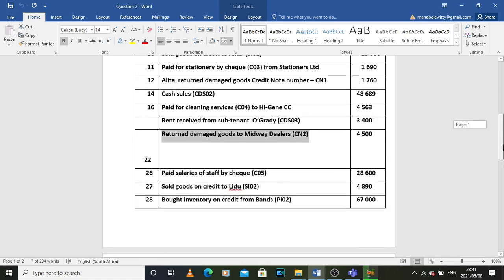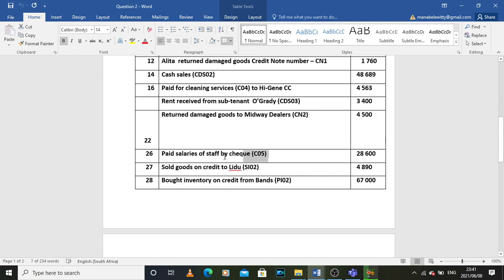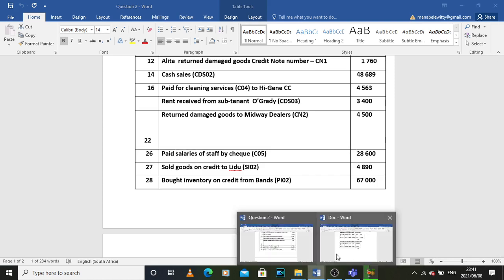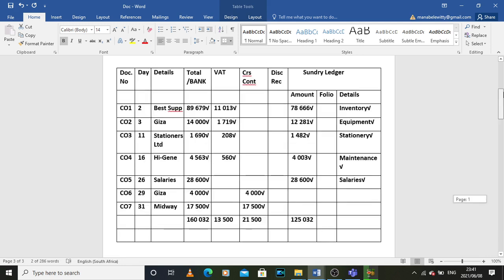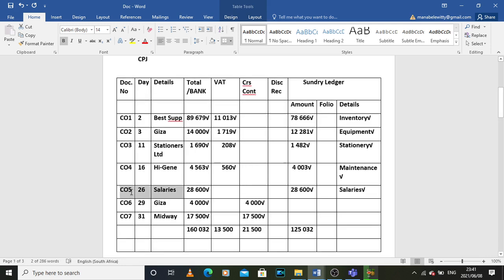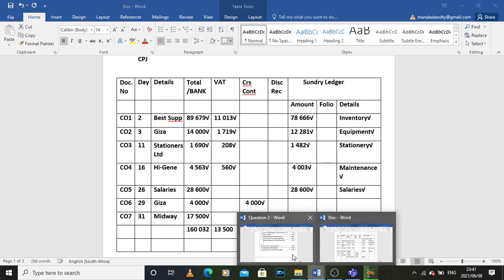And then going underneath, it's where you can have paid salaries of staff. Let's confirm if VAT was calculated, because I always tell you salaries you don't account for VAT, because these people are subject to income tax. 28,600. Let's go straight to cash payment journal. It's where we made all the payments. Your salaries is here, 28,600. There's no VAT on salaries. Straight 28,600 salaries, because these people are subject to income tax.